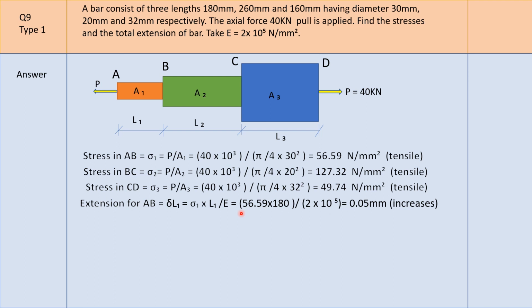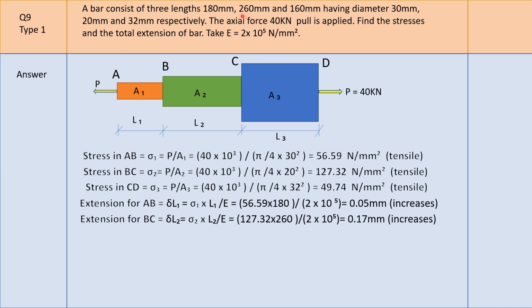Then let us calculate the extension for bar BC. Delta L2 is equal to sigma 2 into L2 divided by E. Now sigma 2 we are going to substitute from here, 127.32. The second length given in the problem is 260. So L2 will be 260 divided by E. E is common for all, 2 into 10 raised to 5. Put the bracket at the top, that is numerator, and at the bottom that is the denominator.